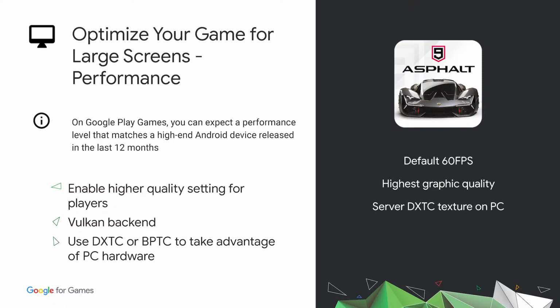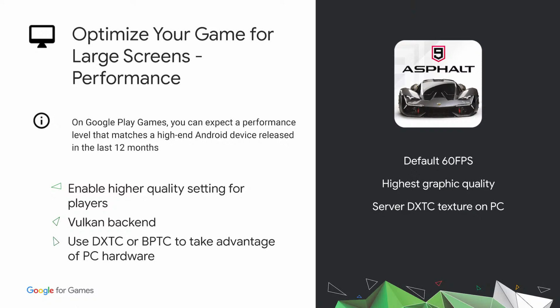Since Google Play Games will pass through compressed textures whenever possible, you should consider using DXTC or BPTC format to take advantage of PC hardware. Formats such as ETC1 and ETC2 will be decompressed by the OpenGL translation layer before sending to the native graphical stack. This will continue to work, but is less optimal.